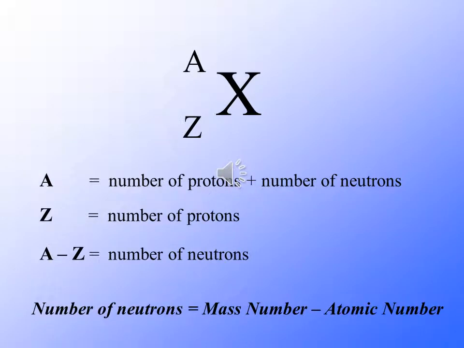Therefore, A, which represents the mass number, is equivalent to the number of protons plus the number of neutrons, while Z, which is the atomic number, is equivalent to the number of protons in a given element. The number of neutrons is obtained by subtracting the number of protons from the mass number. In this case, A minus Z is equal to the number of neutrons. In general, the number of neutrons is equivalent to the mass number minus the atomic number.